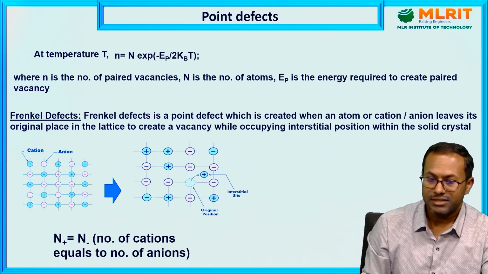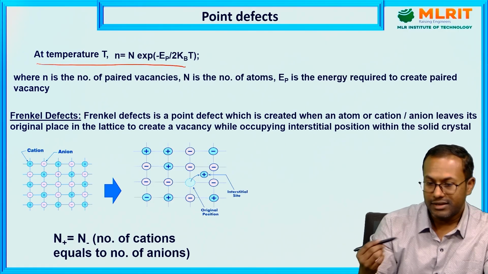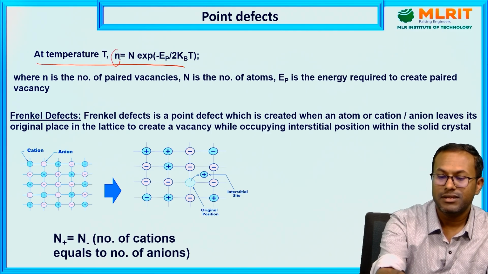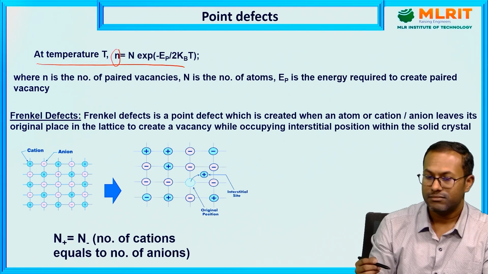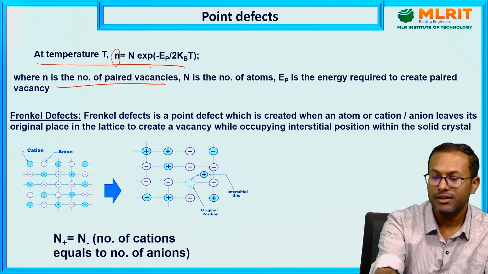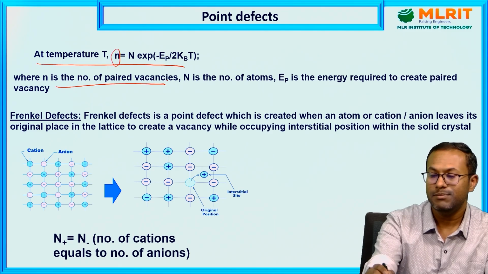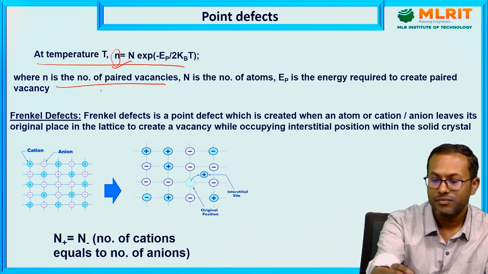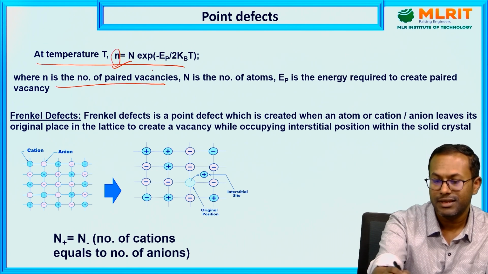Now, here I have given a mathematical expression. At any temperature T, the number of paired vacancies, as we already mentioned in Schottky defect, where the vacancy is created in a paired form, equals n into exponential e to the power minus Ep by 2 kBT. So n here is the number of paired vacancies. This is how many paired vacancies there are in the Schottky defect. That is the mathematical form.